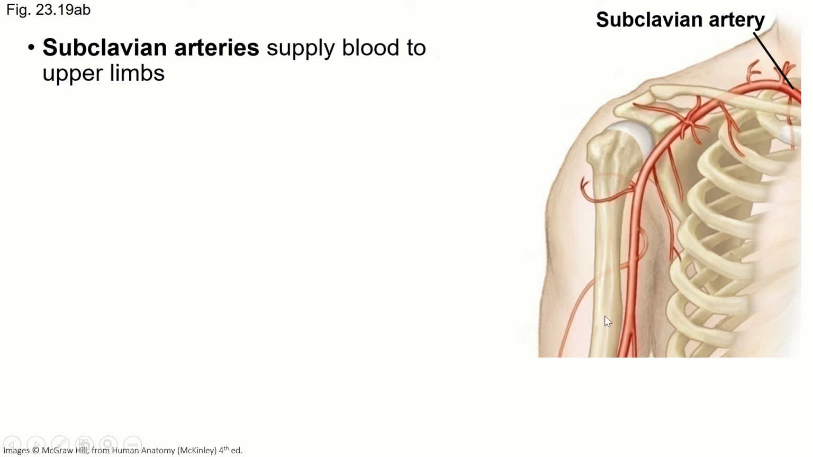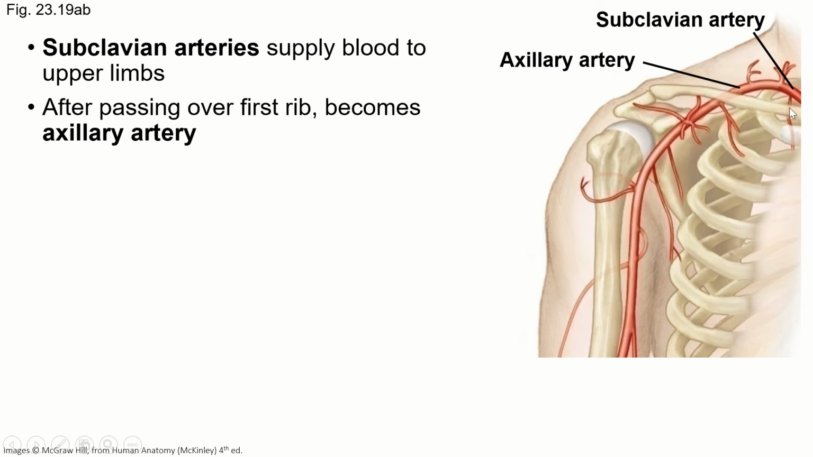Now we're going to talk about the blood flow to and from the arm. So this is going to start in the subclavian artery, which is going to travel under the clavicle. And after it passes over the first rib here, it changes its name to the axillary artery. Axillary means armpit, and you can see that it goes through the armpit here.